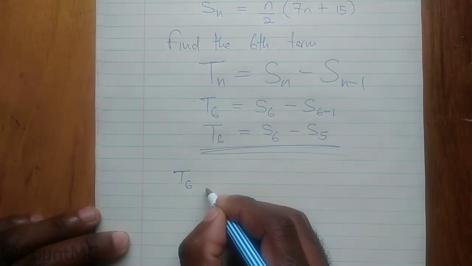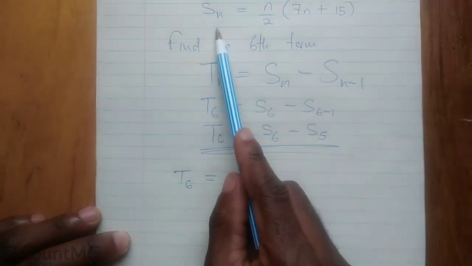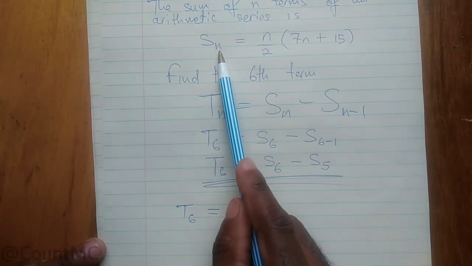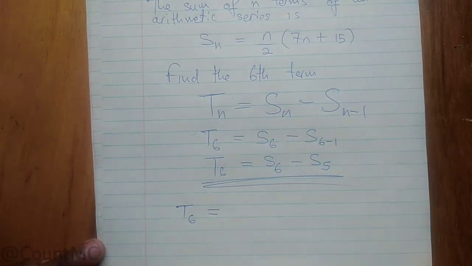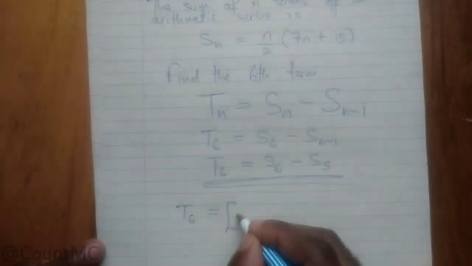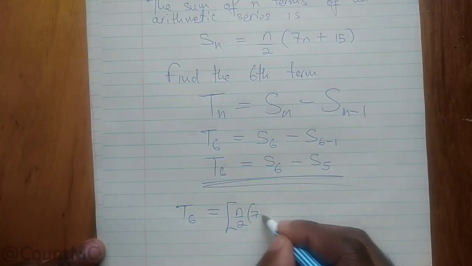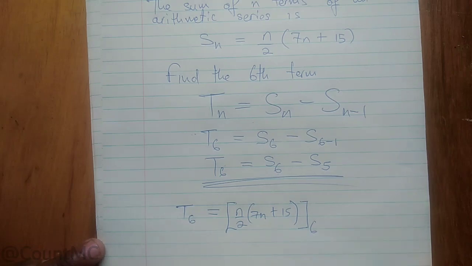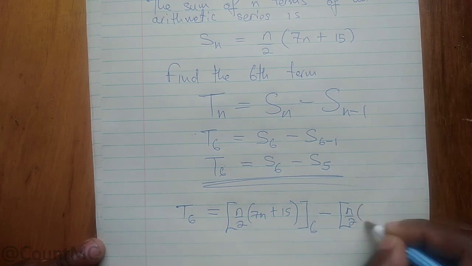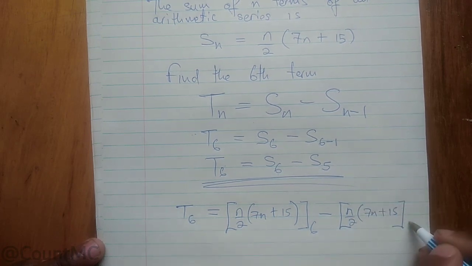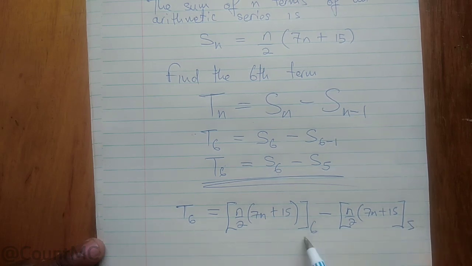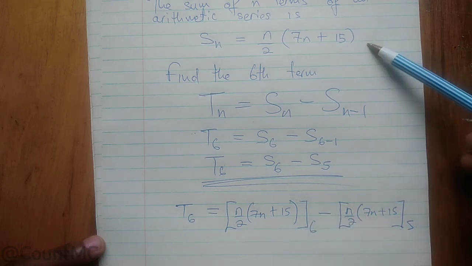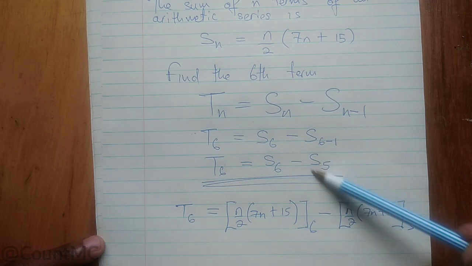So the sixth term is equals to, what's S6? We know what Sn is. So S6 will substitute a 6 here, a 6 here, and a 6 there. Okay, let me just write the formula down first. n over 2 times 7n plus 15. So this will be S6 and S5. So now this is S5, n over 2 times 7n plus 15. So outside the bracket, I've just put a 6 and a 5 to show which formula we are referring to. Okay, we've substituted this into these.